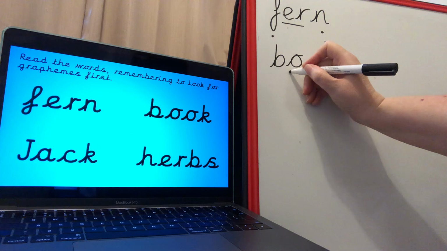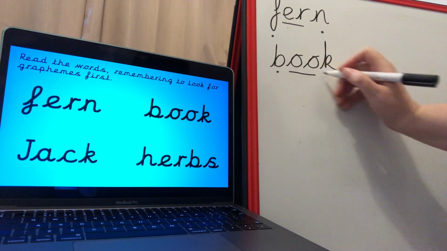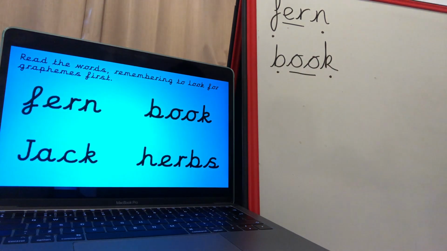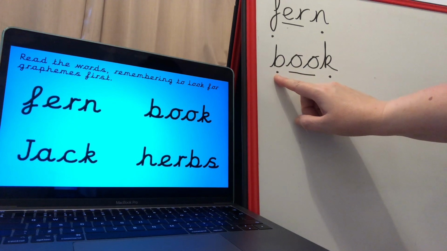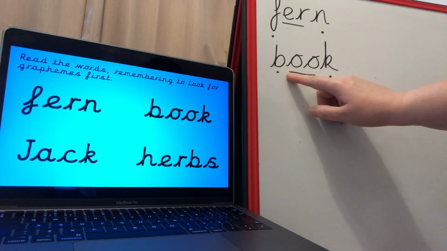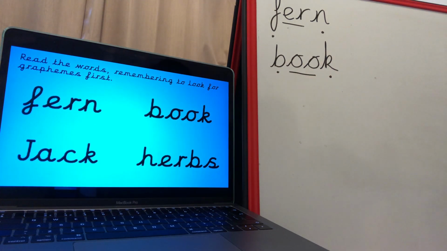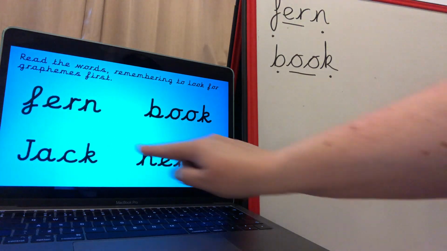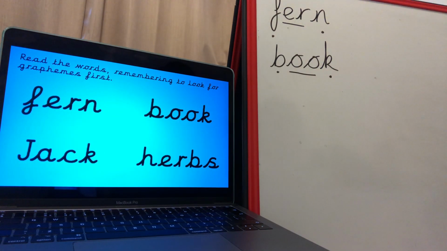And the second word, okay, there's a digraph in the middle. This one says book, book, book. Okay, I'd like you to write down the two words at the bottom, add your zips for the digraphs and buttons for the other graphemes, and have a go at segmenting and blending them. Pause the video while you're doing that.